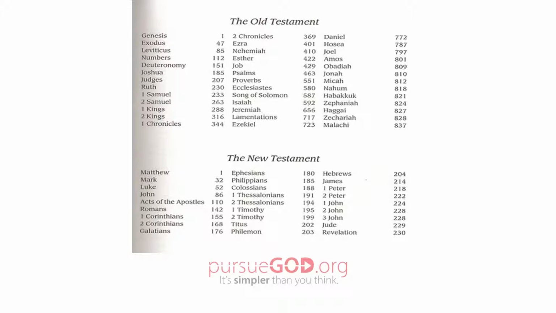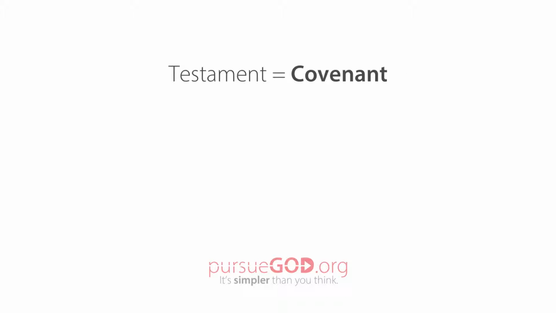Now, when you look at this word testament, you have Old Testament and New Testament. That can be confusing sometimes. But really, the word testament is just another word for covenant. Again, a covenant is like an agreement between two parties.